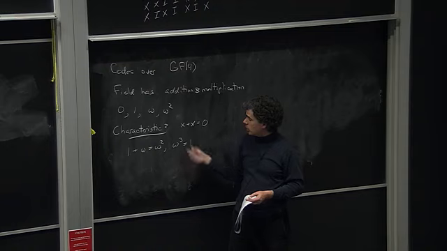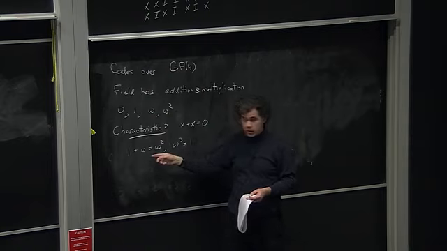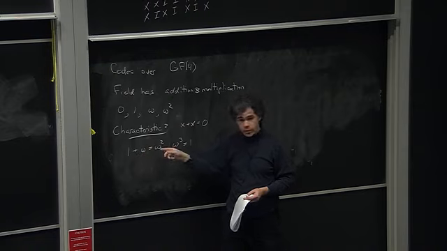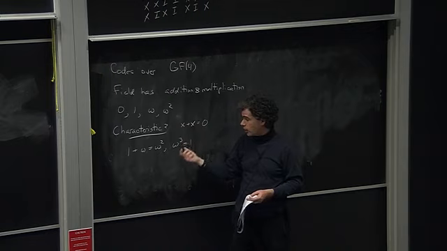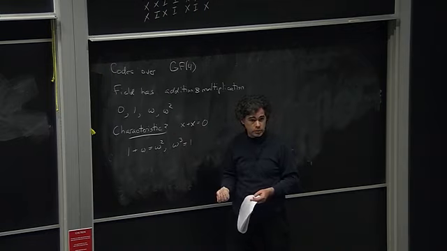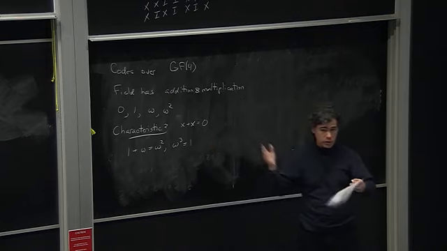If you take omega plus omega squared, what do you get? Well, omega squared is 1 plus omega. So omega plus omega squared is 1 plus omega plus omega. And omega plus omega is 0. So omega plus omega squared is equal to 1. Right? So that's an example of how you can figure out all this complete table of arithmetic.